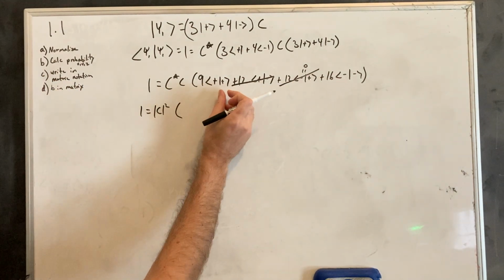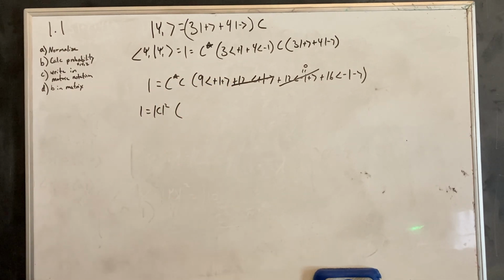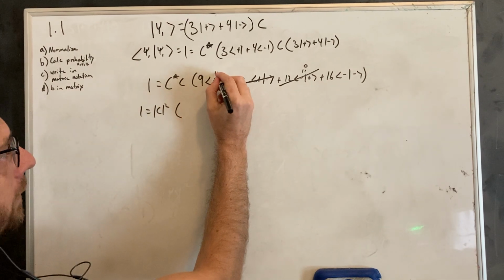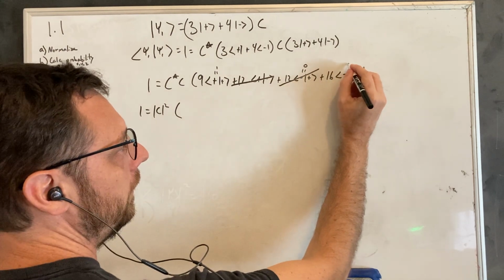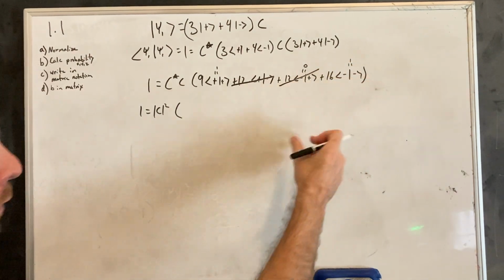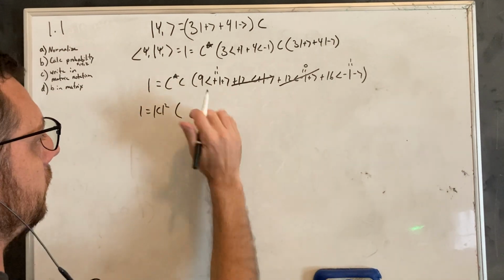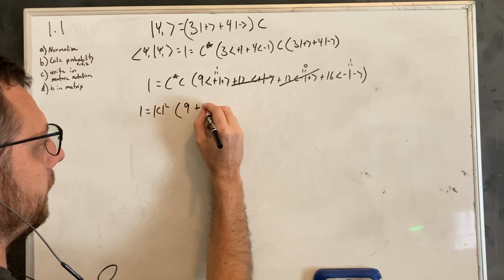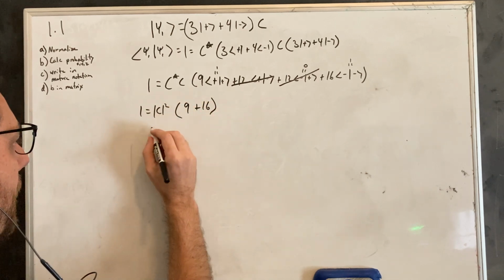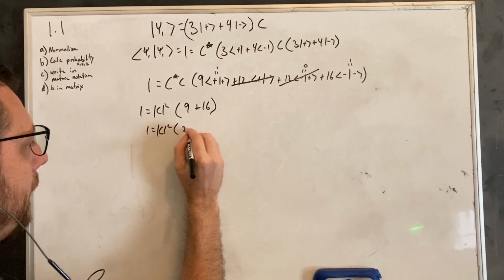Alternatively, if we set our system up in a spin up state, what are the chances that we measure spin up? And that's 100%. So this is going to be equal to 1. So these will both be equal to 1. If we set our system up in a spin down state, what are the chances that we'll measure spin down? 100%. So then this is just going to become 9 plus 16. And then that's going to be C squared times 25.